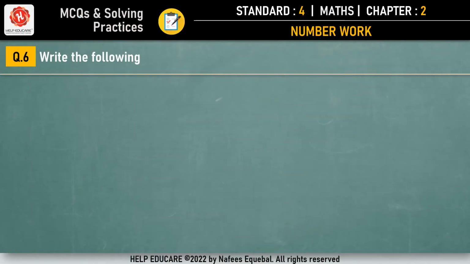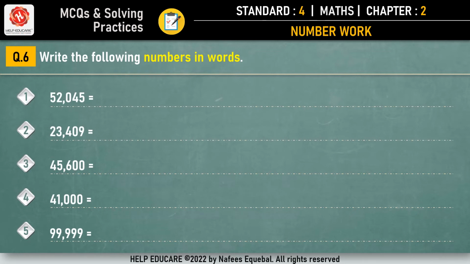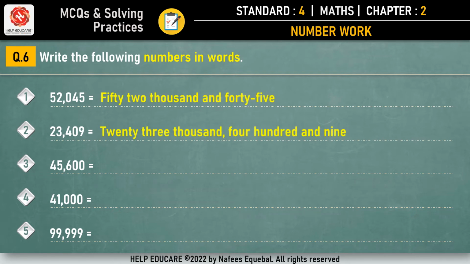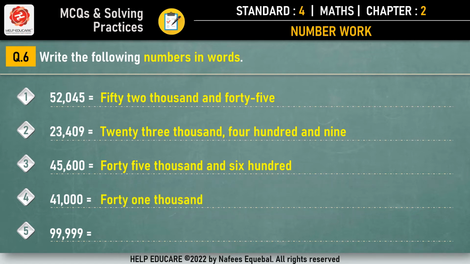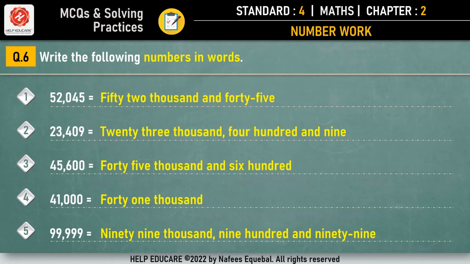Question number 6. Write the following numbers in words. Answer will be displayed in 10 seconds. Correct answer is 52,045, 23,409, 45,600, 41,000, 99,999.